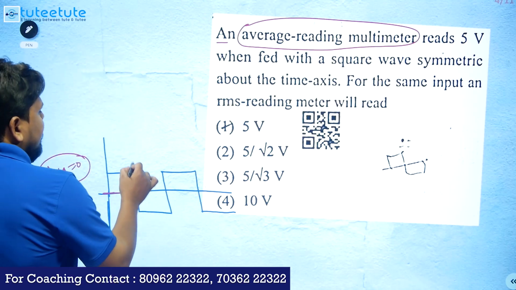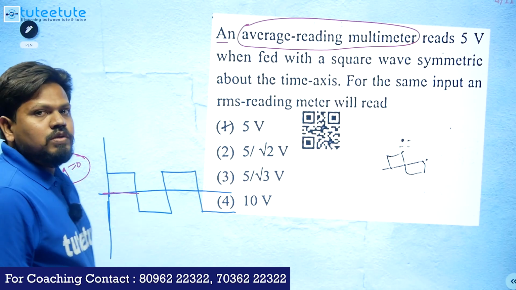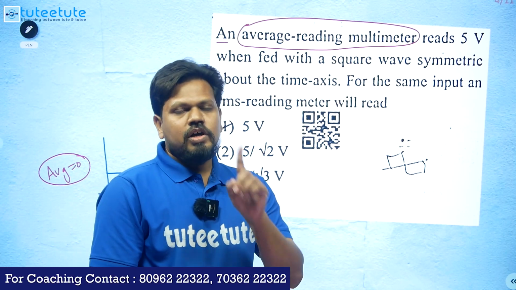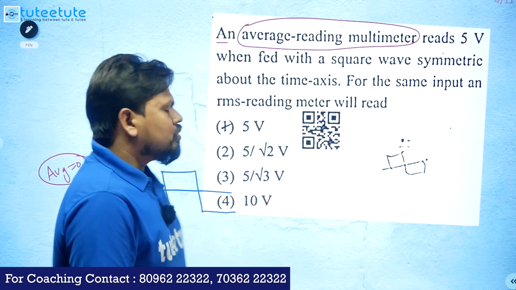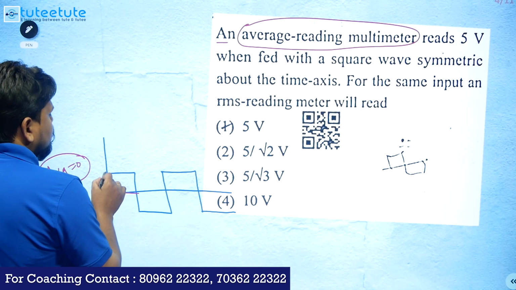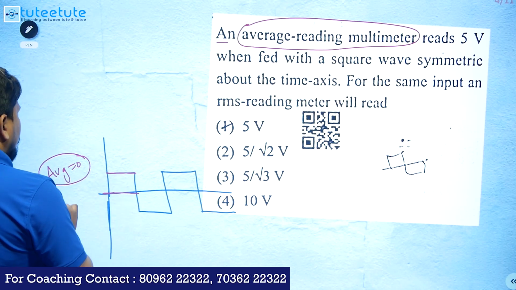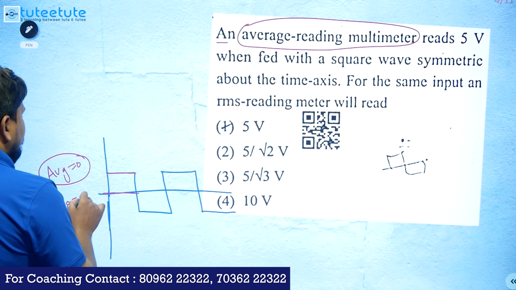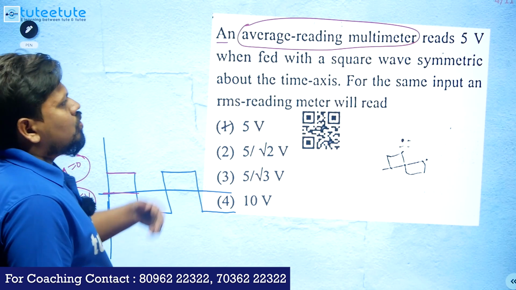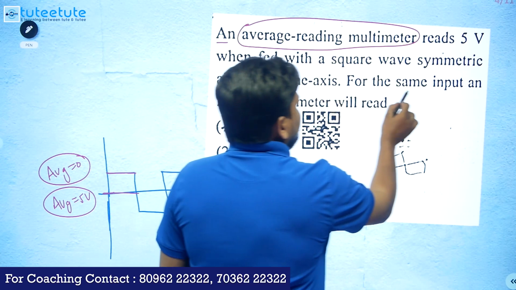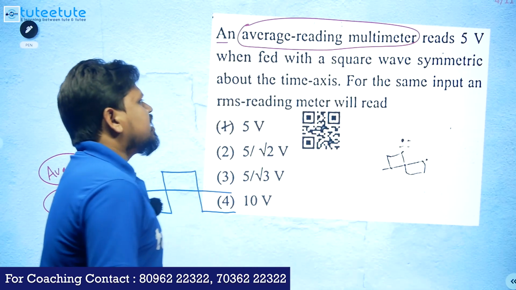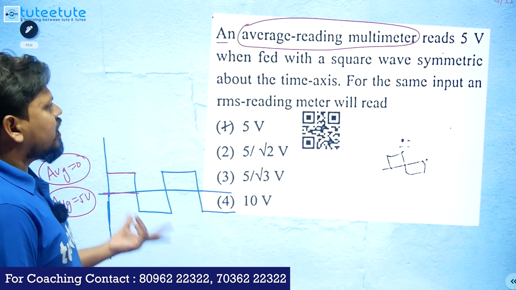Because it is calculating for the half cycle. That's why we need to consider the half cycle average value. Whatever we got here, that is 5 volts, we need to consider. So average is equal to 5 volts. Now for the same input, what will an RMS reading meter read?